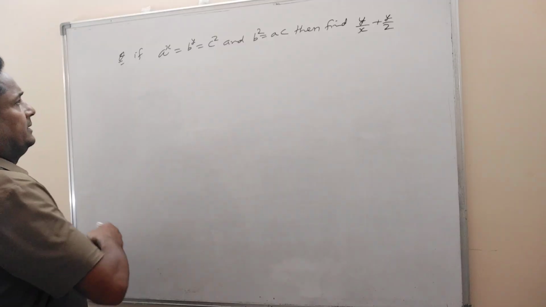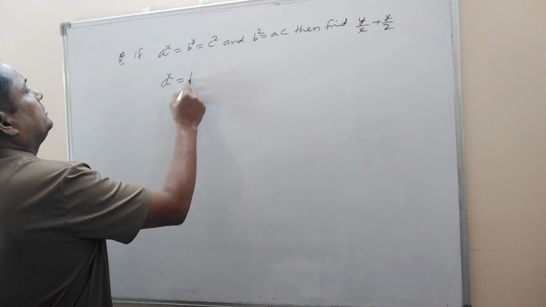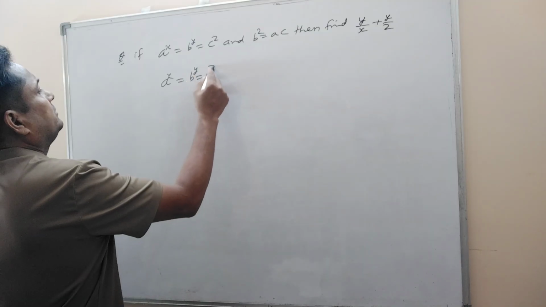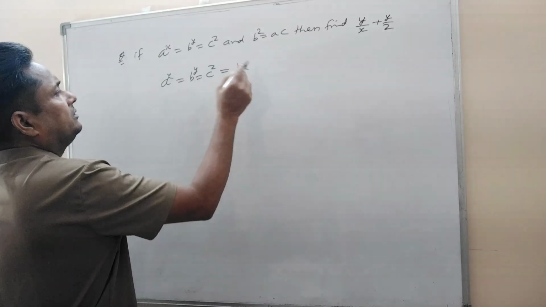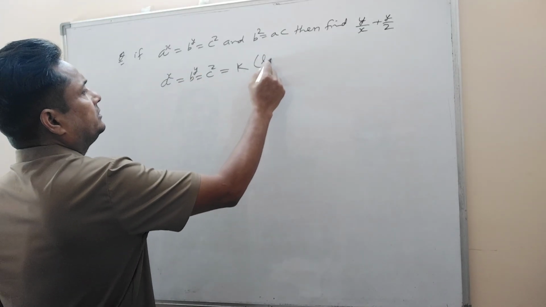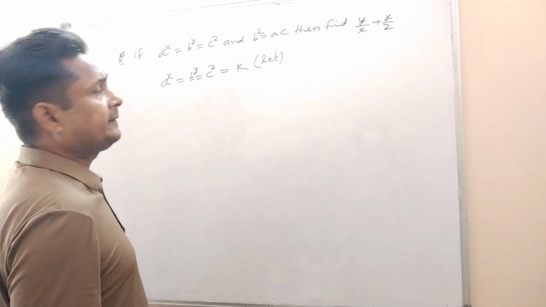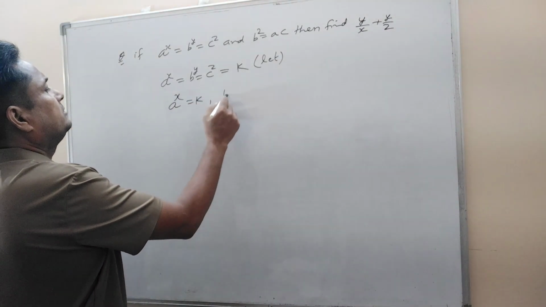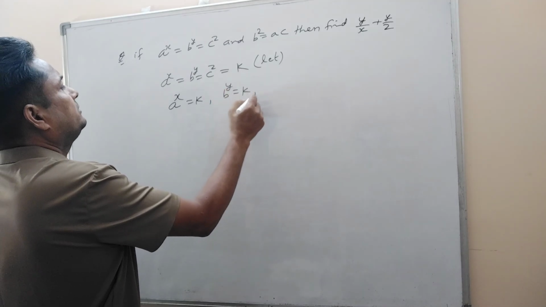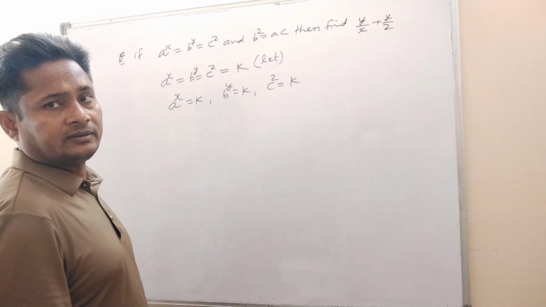So see here, it is given a to the power x is equal to b to the power y is equal to c to the power z. So we can take this equal to k, let's say any value k. Then we can write a to the power x is equal to k, b to the power y is equal to k, and c to the power z is equal to k.